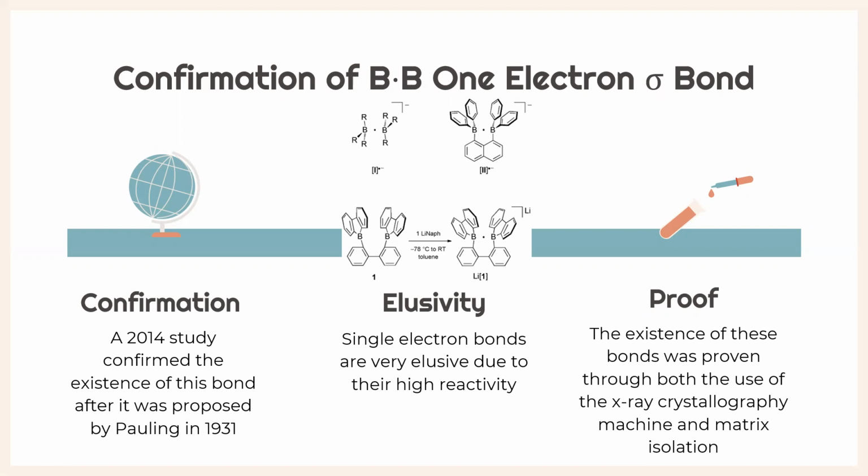One of the reasons it took so long to be confirmed was that single electron bonds are very elusive because they have a very high reactivity, meaning that they're only there for a split second before they disappear. So the existence of this bond was proven not only through the use of X-ray crystallography, but also through matrix isolation, because X-ray crystallography was unable to capture it at the moment by itself.